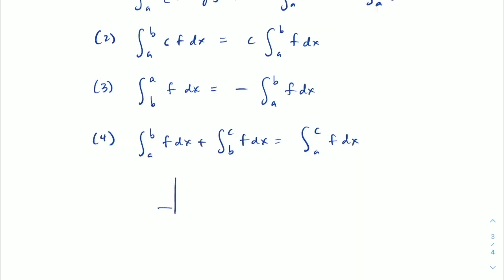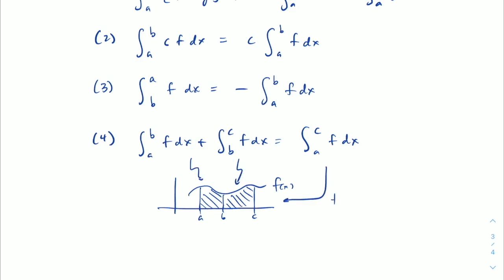So say we have a, b, and c here, and some function f of x. Then what this last property is saying is that this area, the integral from a to b, plus this area, the integral from b to c, is the area from a to c. Alright, so let's do some examples where we use these properties.